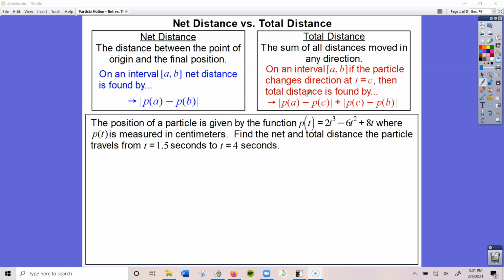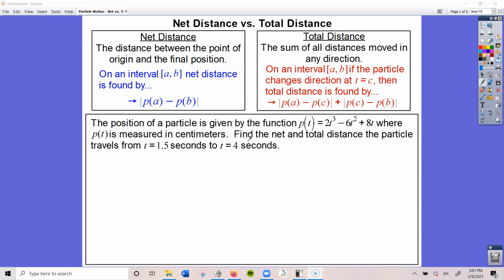Now, if you're trying to find the total distance, you have to first check if the particle changes direction. If it changes direction at some value of t, let's say c, then we find the total distance by calculating the net distance from the initial point to when it changes direction, and then adding the net distance from that point to the ending point. It's also important to note that if your particle never changes direction, then the net distance is going to equal the total distance.